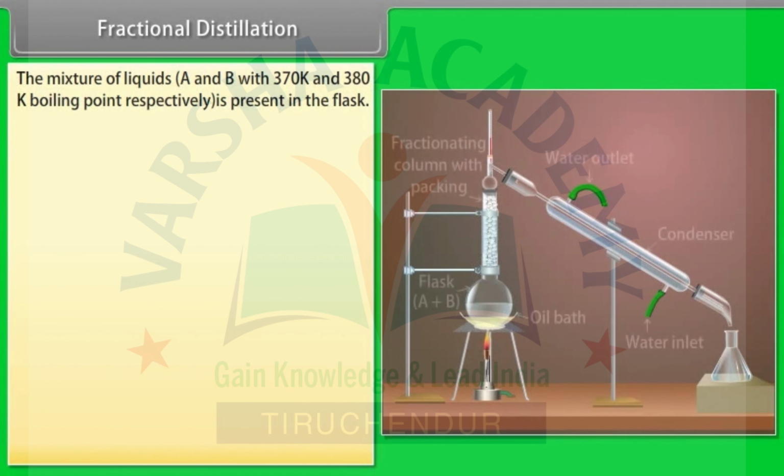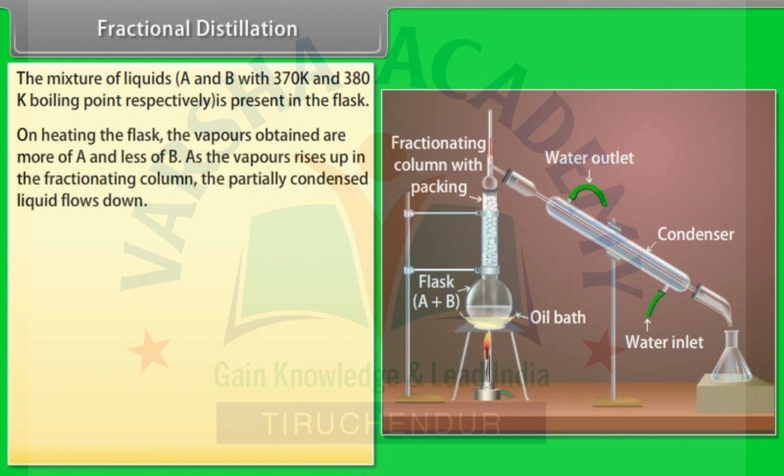The mixture of liquids A and B with 370 Kelvin and 380 Kelvin boiling points respectively is present in the flask. On heating the flask, the vapors obtained are more of A and less of B. As the vapors rise up in the fractionating column, the partially condensed liquid flows down.